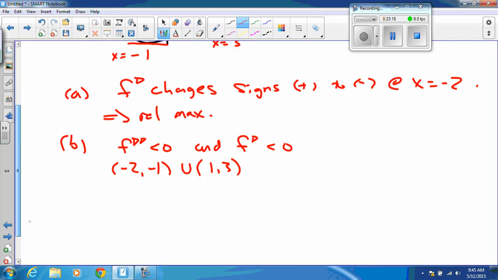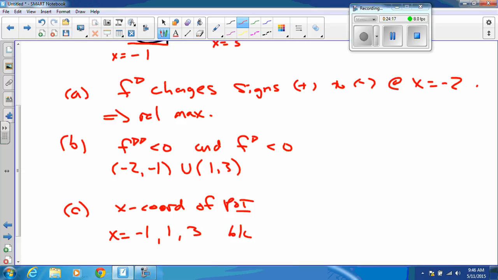Find the x-coordinates of all points of inflection on the graph of f. Kevin, tell us. For a point of inflection, the concavity should change. And why? That's where f double prime changes sign. Yep. Because f double prime changes sign.